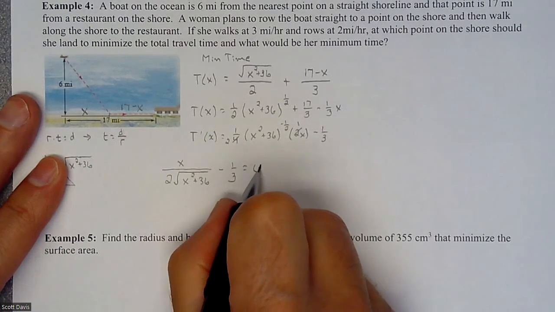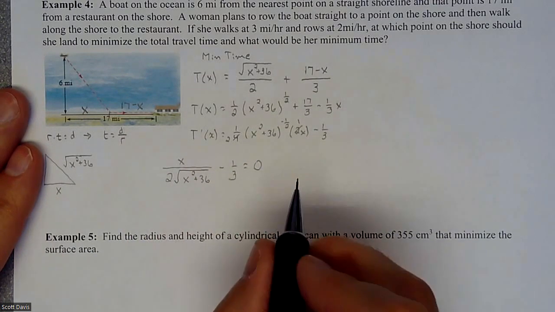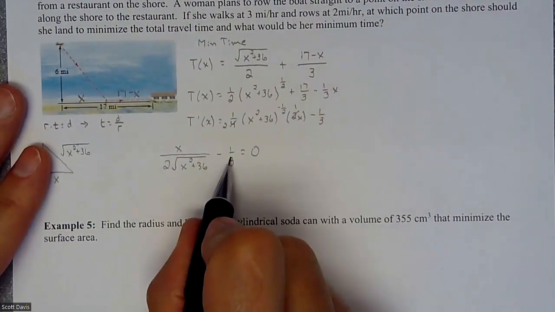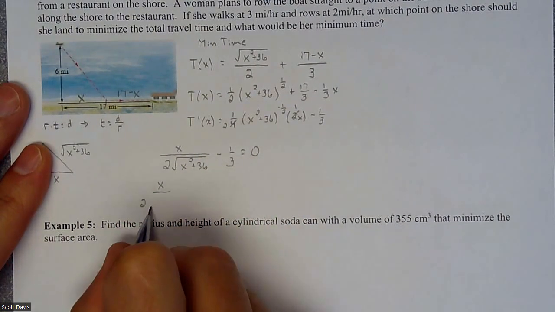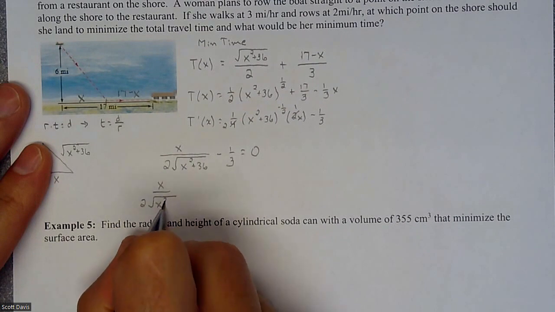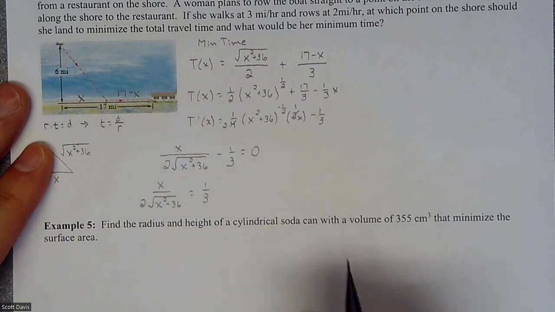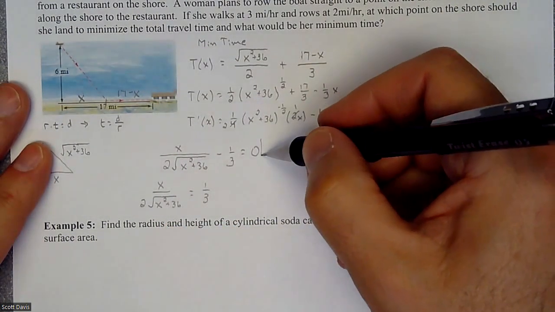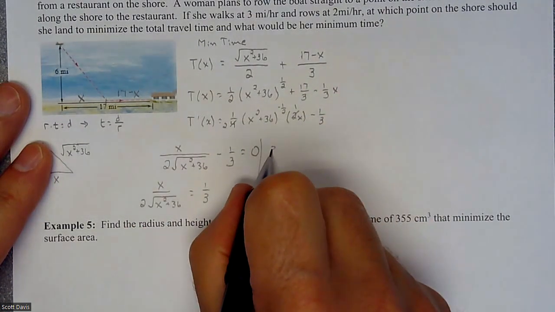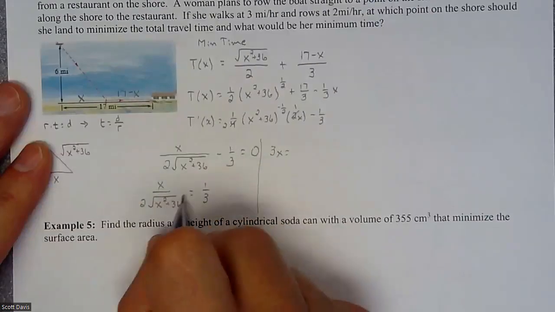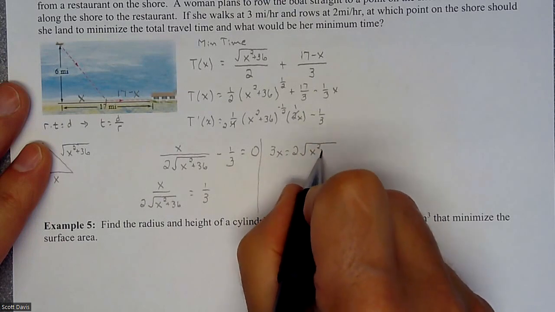And that is going to be set equal to 0. All right, so if I'm going to go ahead and try to solve this, I'm going to do it by hand. So I'm going to bring the 1/3 over. So I have x over 2 times the square root of x squared plus 36 equals 1/3. And then if I cross multiply to solve this, I'm looking at a 3x equaling 2 times the square root of x squared plus 36.